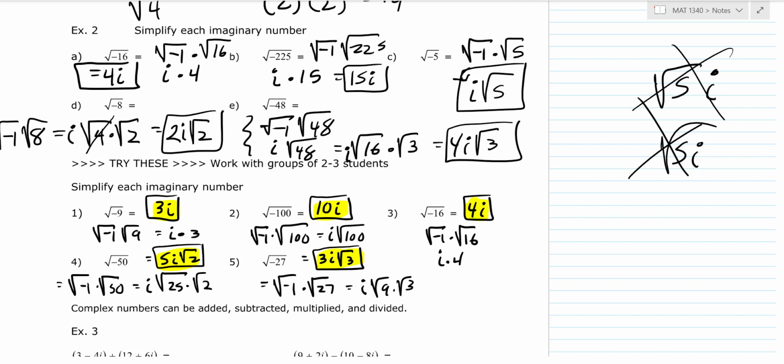So basically the 50 gets broken up into 25 times 2. The reason we do that is because the square root of 25 is 5, and then the 5i needs to be in front of that radical. You want to write that exactly that way. Okay, the next one, 27 can be broken up into 9 times 3. The square root of 9 is 3, so you get 3i times square root of 3.